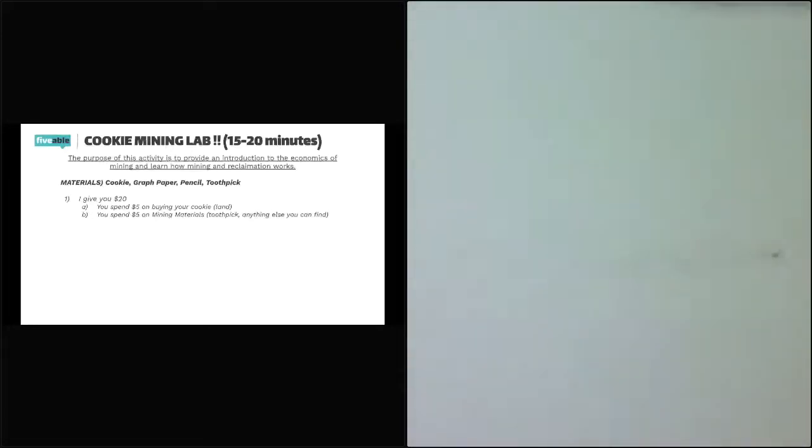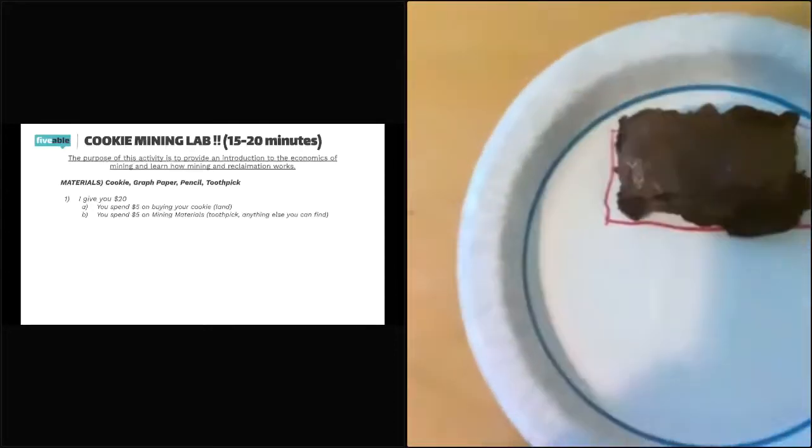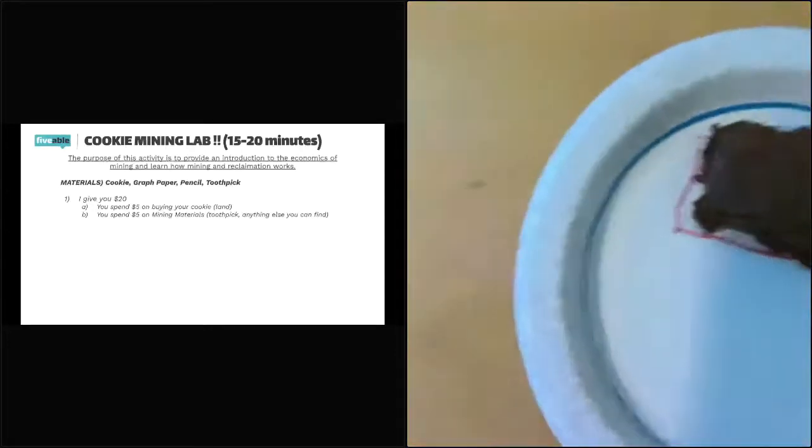The material that I am using for this lab is going to be a brownie with chocolate chips in it, because I did not have a cookie. And this seemed like it could work.